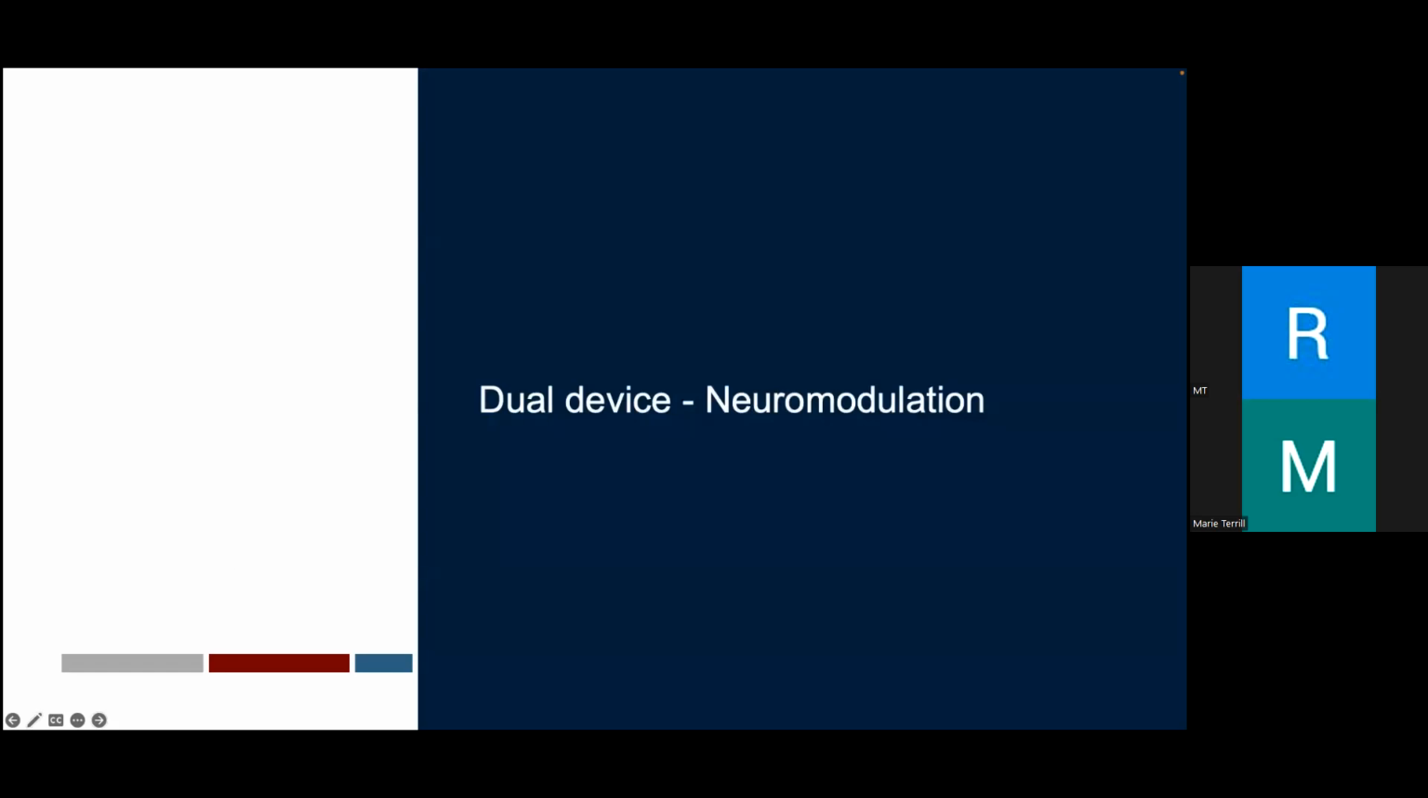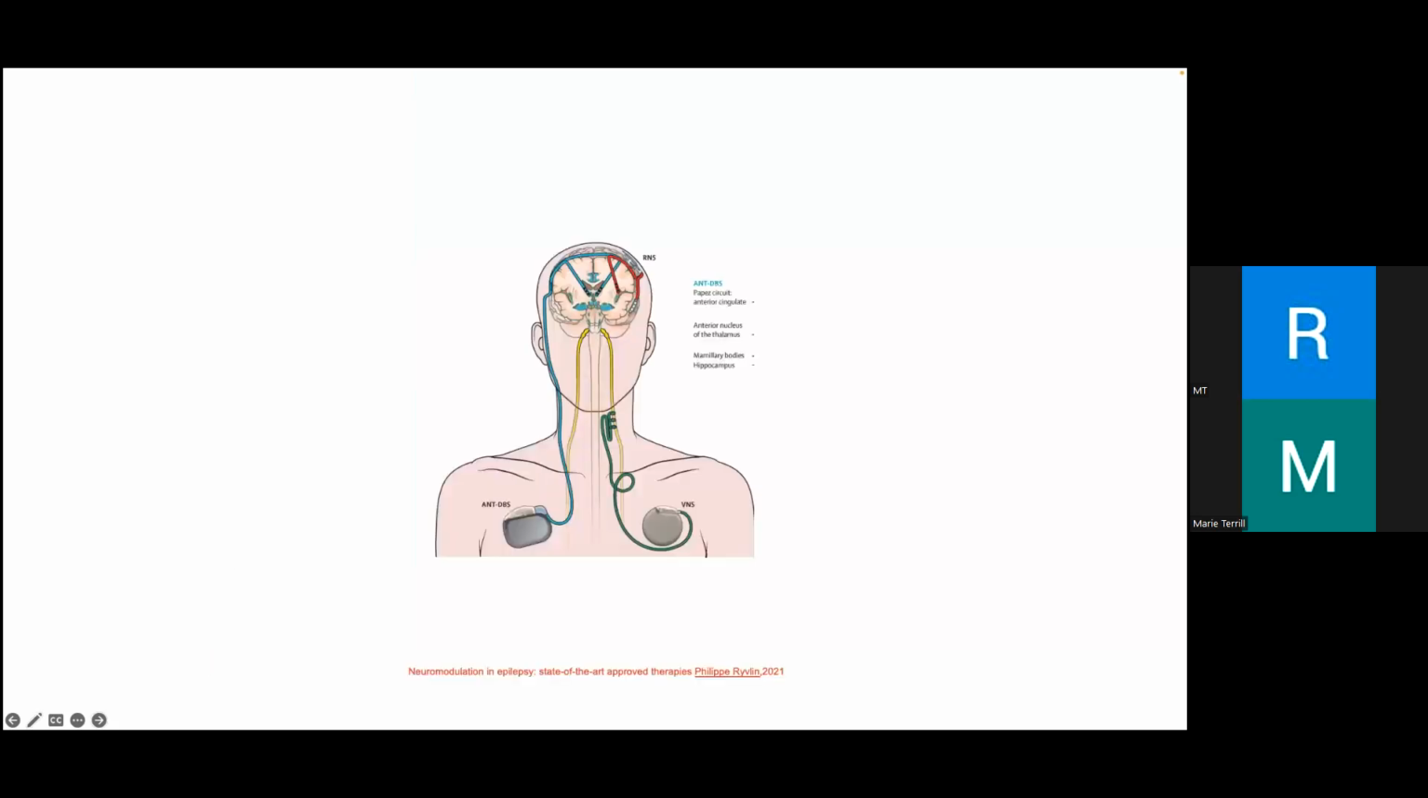Dual device neuromodulation, this is probably coming close to my last few slides. Again, there's a few case reports. The rationale behind this is that epilepsy is a network disease. It's pretty complex. And by targeting different sites, we may be able to modulate neural targets to provide for a more comprehensive and effective approach to seizure control. Now, several studies have explored the potential benefits of this.